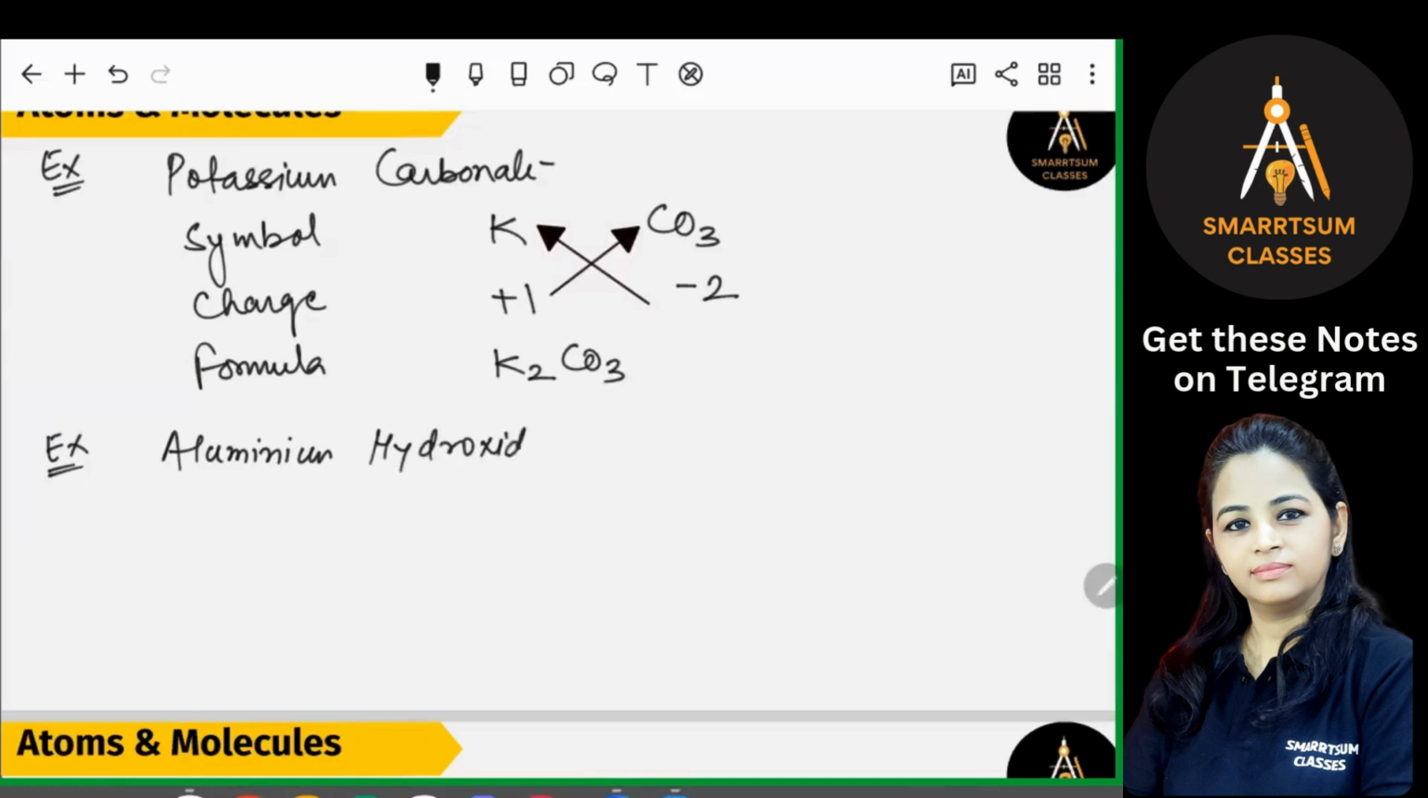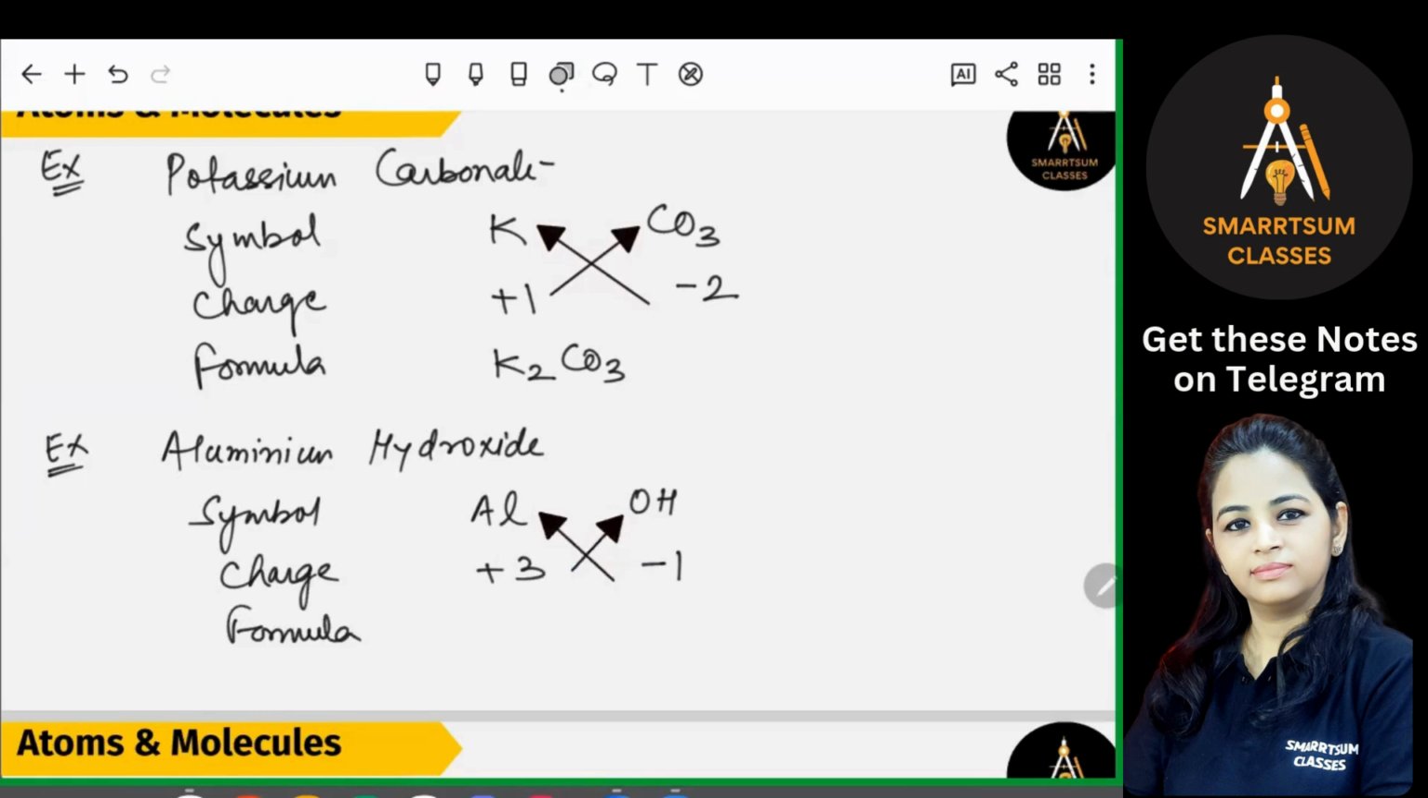Aluminium hydroxide. Symbol: aluminium is Al, hydroxide ion is OH. Charge: again, OH is a polyatomic ion, right? The charge on aluminium is +3 and on the hydroxide ion is -1. So by using the crisscross method, the formula will be Al, and we have OH, so we use a bracket here: OH whole thrice. So write down.